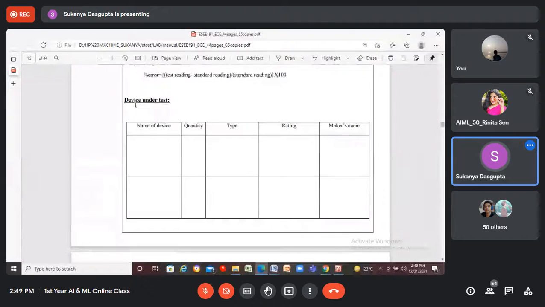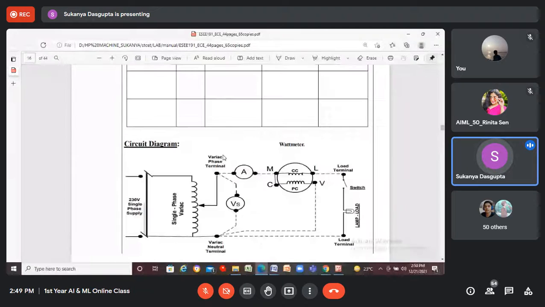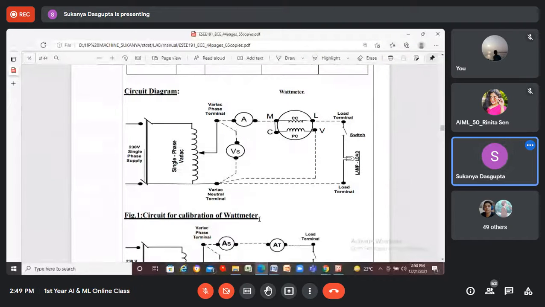Actually, two tables are there. One is called device under test. Under this, you will write two names: one test ammeter and one test wattmeter, one number of ammeter, one number of wattmeter. And the other table is equipment or instruments required to perform this experiment. Other than the test ammeter and test wattmeter, what will you require to perform this experiment? You require a variac, standard voltmeter, standard ammeter, bulb load, right?